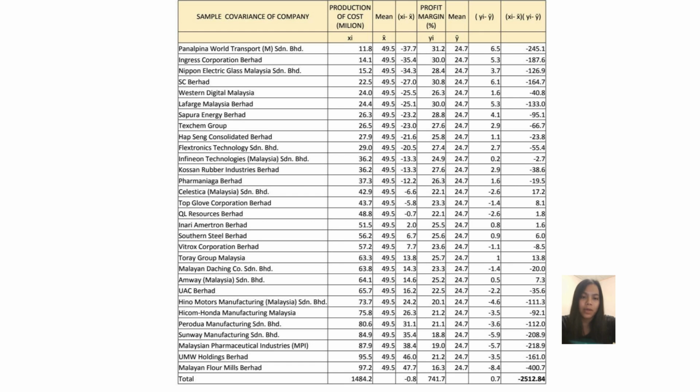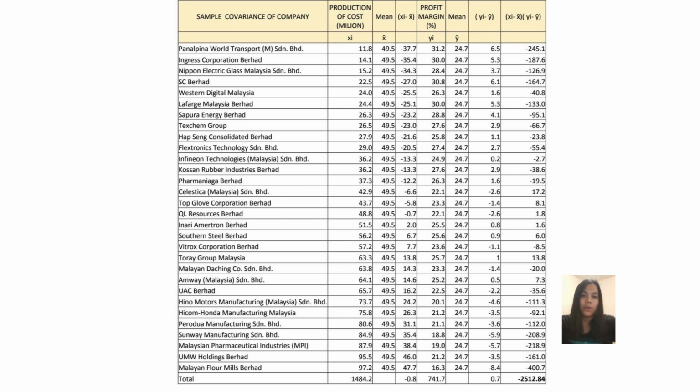Examples: Panamlina World Transport and Senan Berhad. I calculate 11.8 minus 49.5, so I get the answer negative 37.7. So I repeat for all the data points, so I calculate until 30. So for deviation xi, x bar is negative 246,000,000.